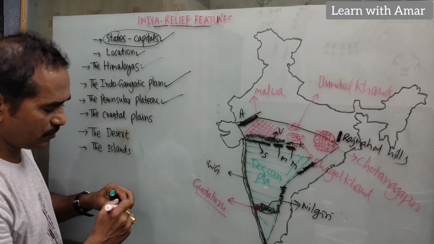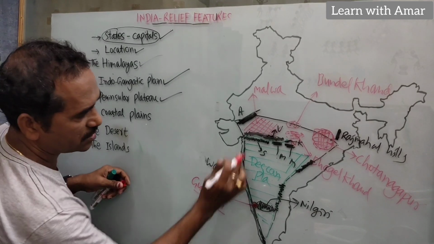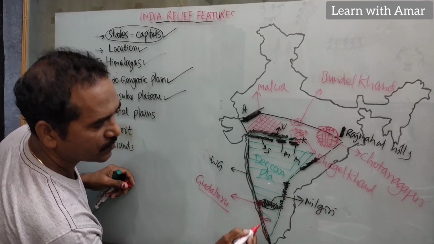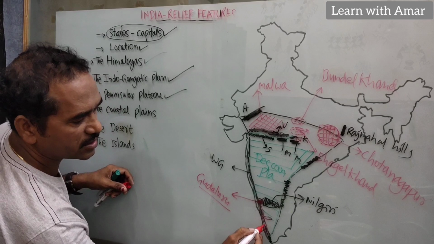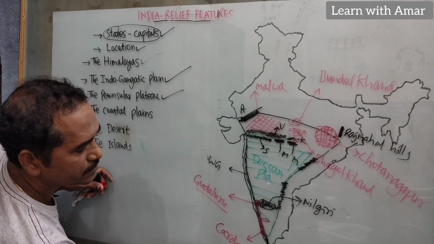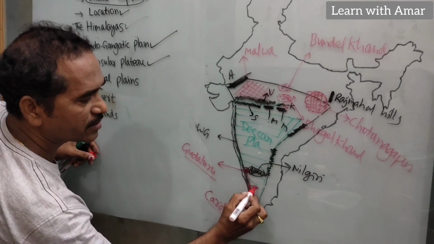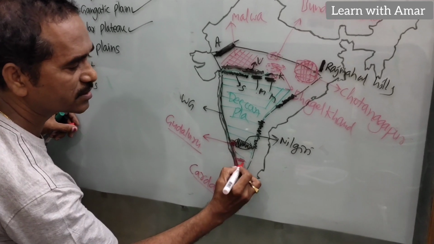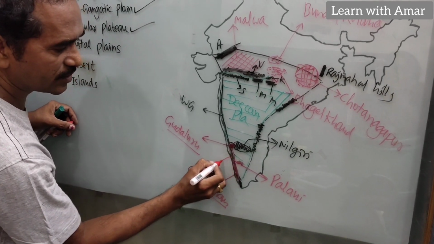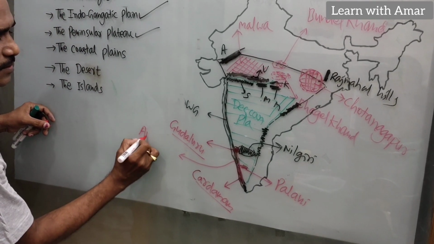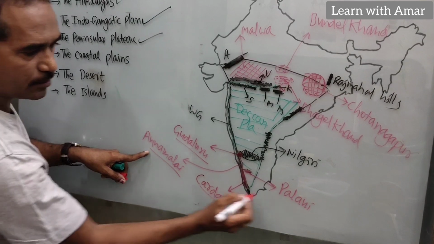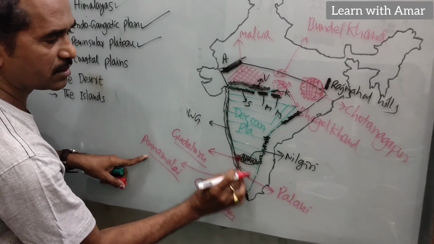Now we go south of the Western Ghats. We divide it into three parts. The below one is Cardamom. Suppose they ask you, you draw like this. Here in Kerala state, it is the Cardamom Hills. This horizontal line is called the Palani Hills, and above it is called the Annamalai Hills. Annamalai, Cardamom and Palani: these three are part of the Western Ghats.